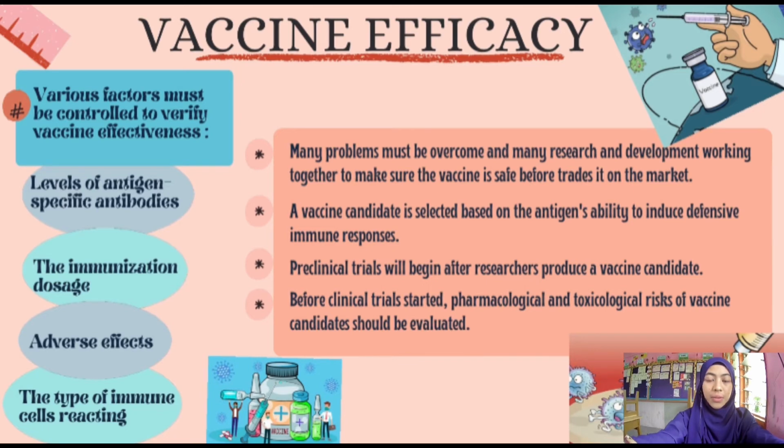Many problems must be overcome, and many researchers and developers must work together, in order to make sure that the vaccine is safe before it is traded on the market. A vaccine candidate is selected based on the antigen's ability to induce a defensive immune response. Pre-clinical trial will begin after research produces a vaccine candidate. Before clinical tests start, pharmacological and toxicological risks of vaccine candidates should be evaluated. This is to make sure that the vaccine is safe and effective.